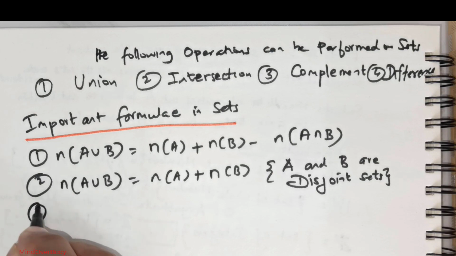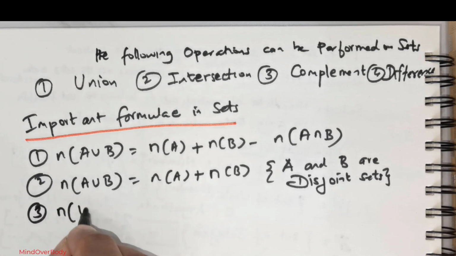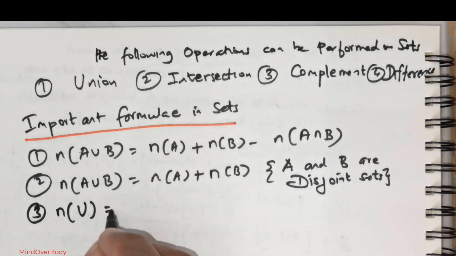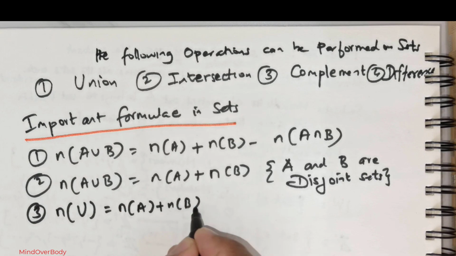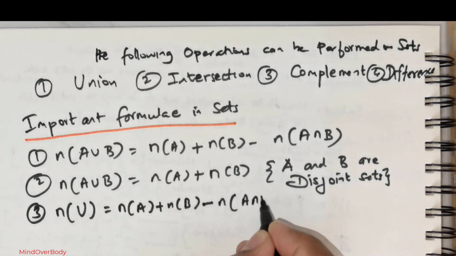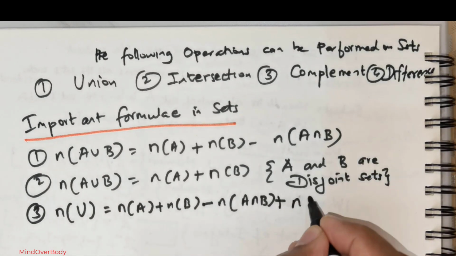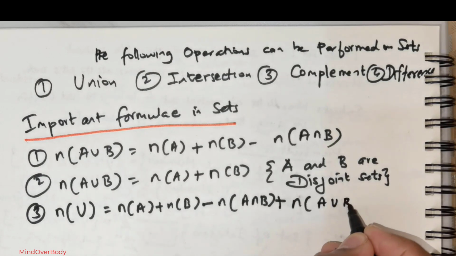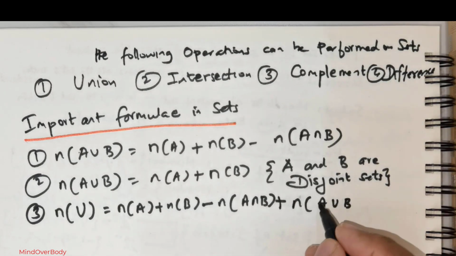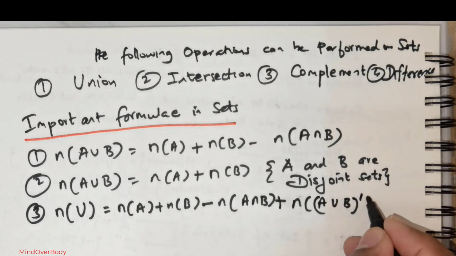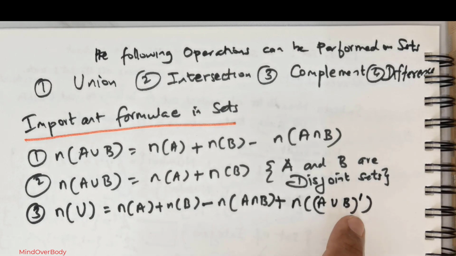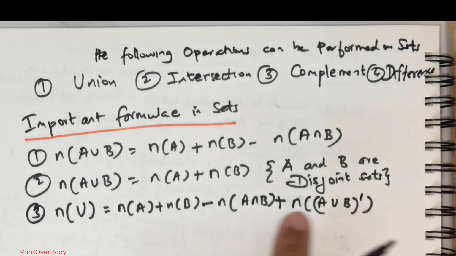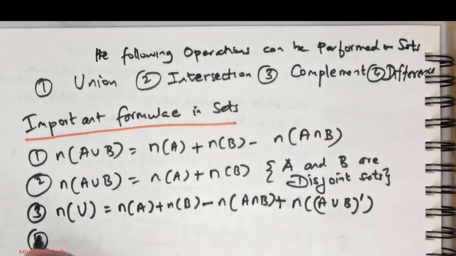So let us move on. Now, next comes N of U. U is a universal set, and if you want to know N of U, then it's nothing but N of A plus N of B minus N of A intersection B plus N of A union B, but there is something you need to place here: N of (A union B)', that means complement. We're talking about A union B complement. That means you have to find A union B, and then find the complement of that. I will explain this when we come to that particular operation.